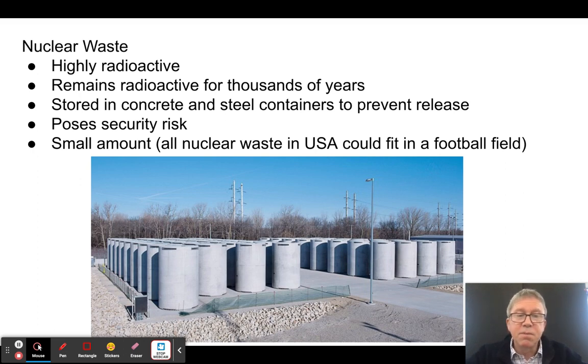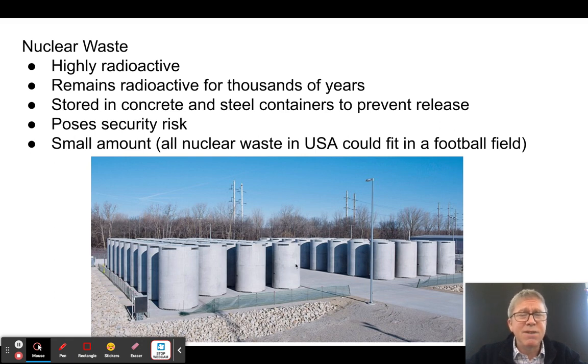If you say we should go with nuclear power, they're going to say nuclear waste is radioactive for thousands of years. True, but here's the thing: it is highly radioactive. Yes, it's going to remain radioactive for thousands of years. Yes, but we put it in these special bins that are inspectable, so we can make sure there's nothing coming out of them.